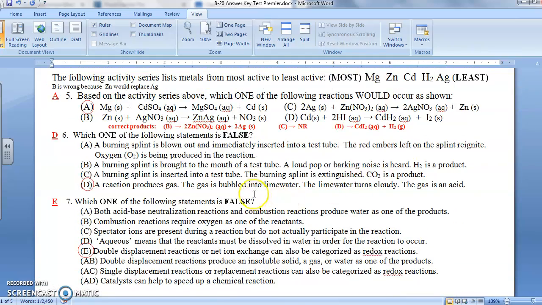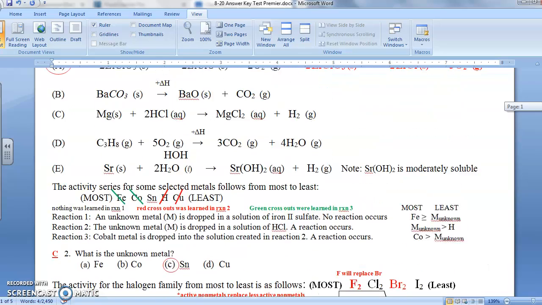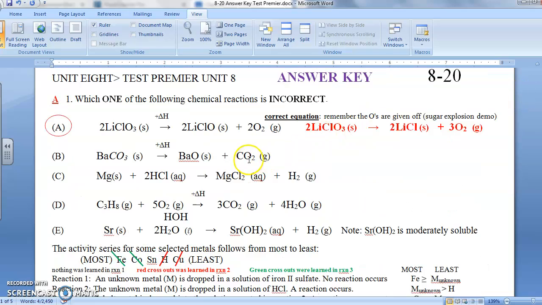Number 6. Oh, here's what they're talking about. A reaction produces gas. Gas is bubbled in, the lime water turns cloudy. It's kind of a white cloudy color. The gas is an acid. Oh, no. That's the second way that you can prove the gas is carbon dioxide.